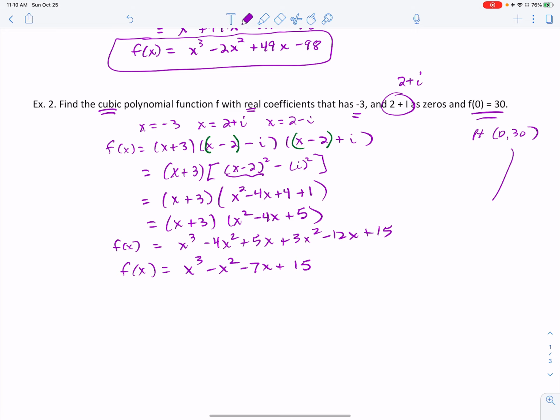The problem with this is this point has to satisfy this. And what we have to do is realize that this might contain a vertical stretch. So while this has a 1x cubed, maybe it's something other than a 1. So maybe this has some vertical stretch. And so I'm going to now plug in the point 0, 30 for y, and solve for a, and 0 for x.